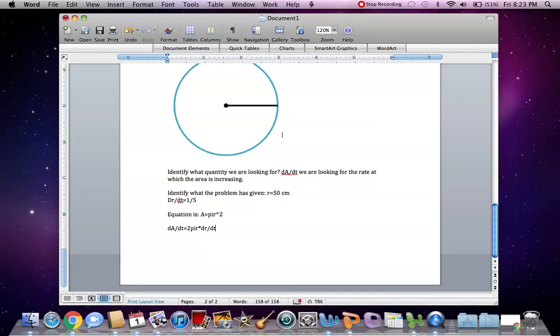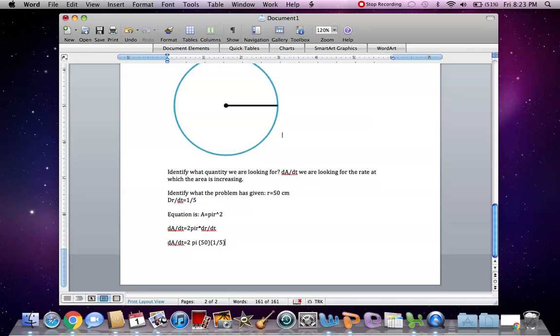Make sure you take it with the chain rule with the dr over dt. And if you need help with the chain rule, look back at a different video. Now that we have our derivative, we can plug in the 50 and the 1/5 into r and dr over dt. Then your equation will look like dA over dt equals 2 times pi times 50 times 1 over 5.